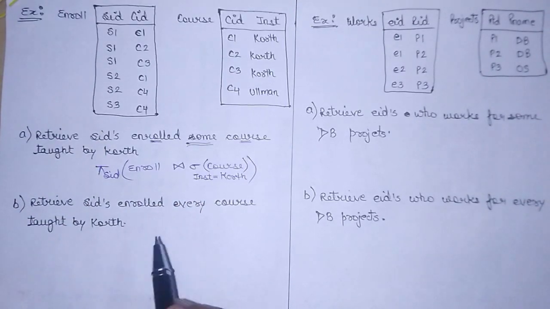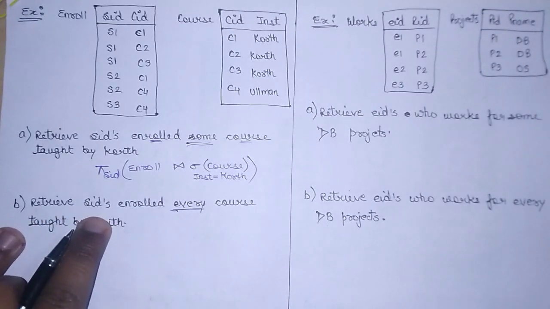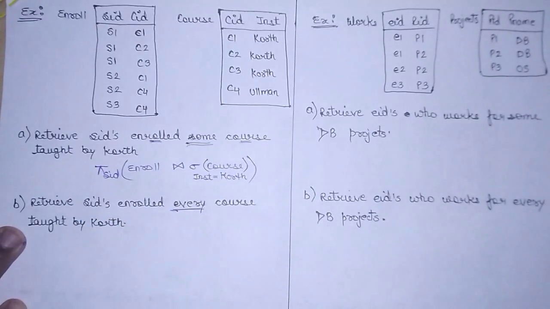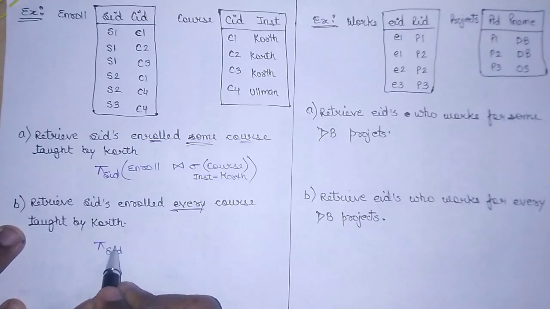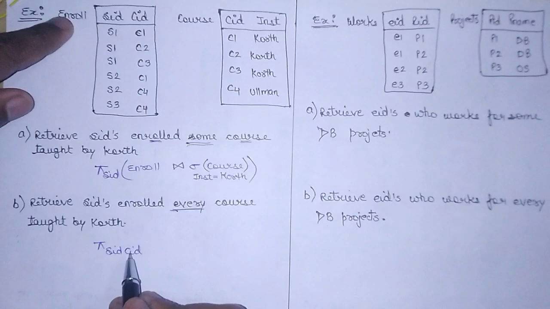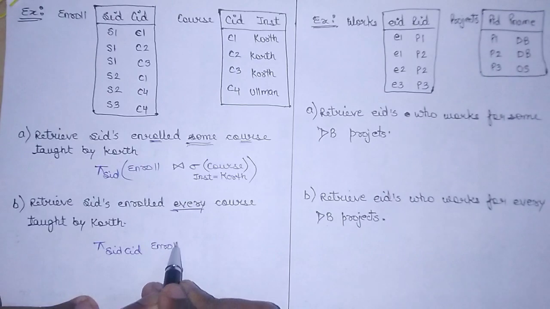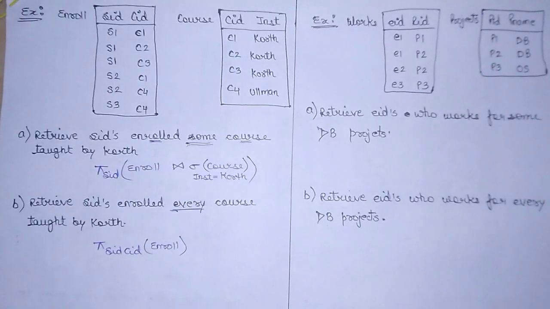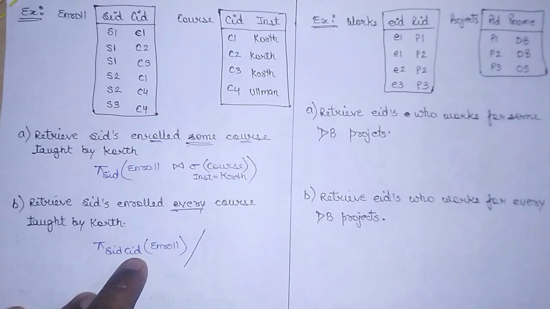Now go with the second one. Here you can see that I am having a keyword like every. Now I know that I have to use the division operator. How? We have to retrieve the student ID enrolled every course taught by course. So first of all we have to take SID and CID. That means we have to take the left table. So we took the left table here in the numerator. So what should be the denominator over here? In denominator we should have this CID, because we are performing the operation on the basis of CID.